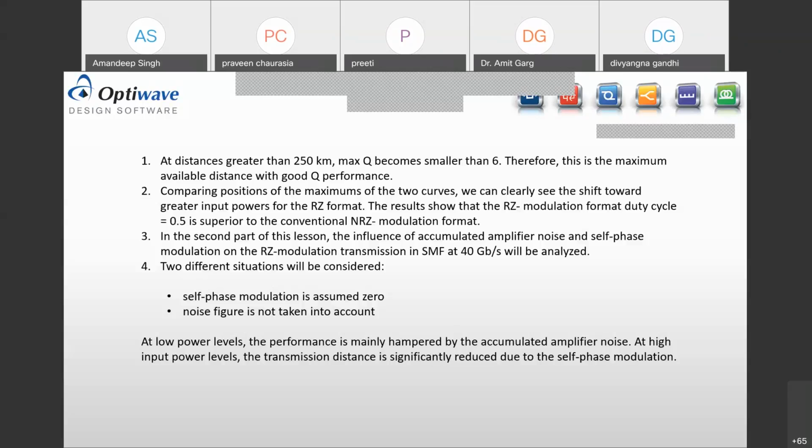Now, there are two different situations. We can consider that self-phase modulation is assumed as 0. We are not taking it into account for the simulations. The noise figure is also not taken into account. So these parameters or these figures also affect the transmission system. So these should also be taken care of. So at lower power levels, the performance is mainly hampered by the accumulated amplifier noise. At high input power levels, the transmission distance is significantly reduced due to the self-phase modulation.